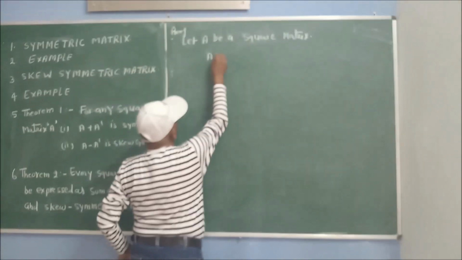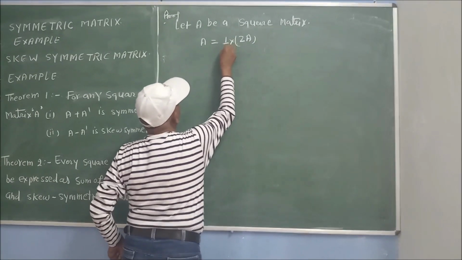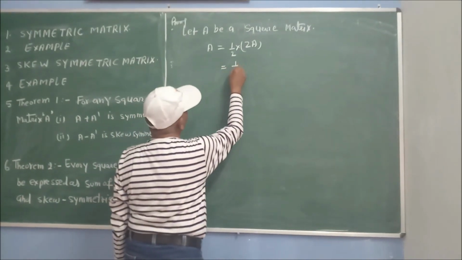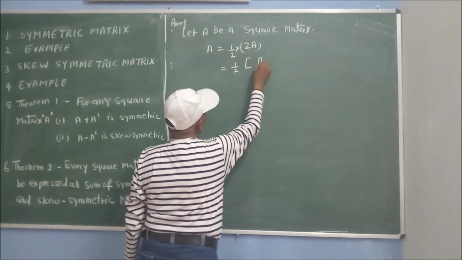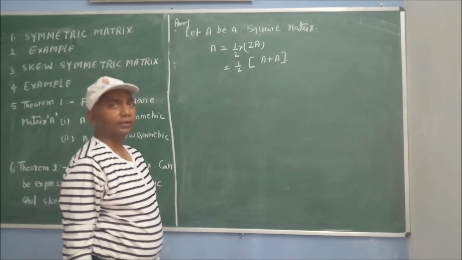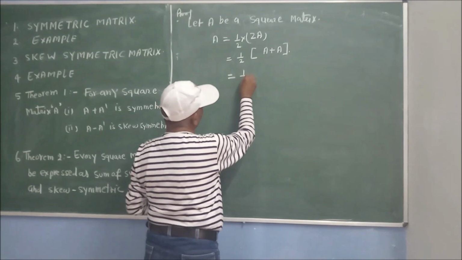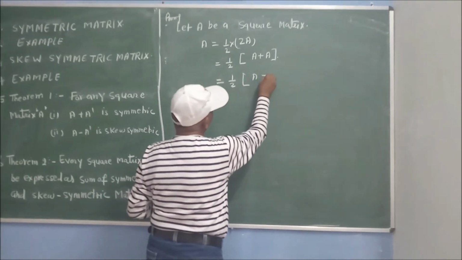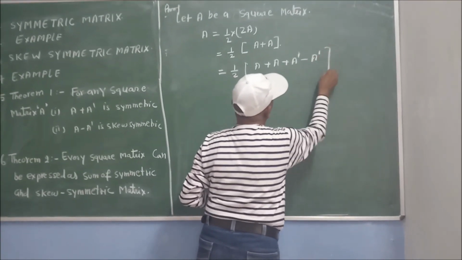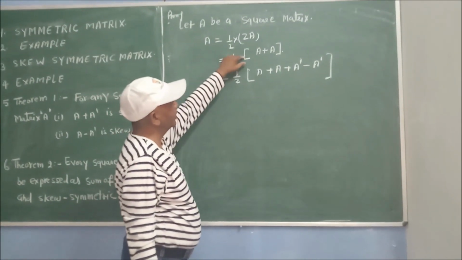Can we write A is equal to 2A into 1 by 2? This can be written as 1 by 2 into 2A, and 2A can be written as A plus A. Now add A transpose and also subtract A transpose. So this can be written as A plus A transpose minus A transpose, because the plus and minus cancel each other. So this is nothing but the previous problem.